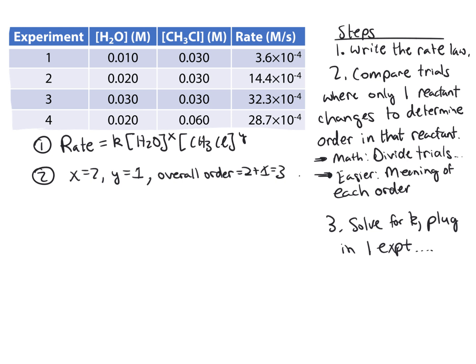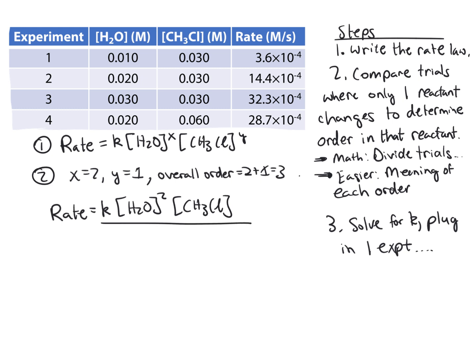Now, first step is solving. So I'm going to plug in my x and y: rate is equal to k times H2O squared times CH3Cl, because again, x was equal to 2, so that goes in, and y was equal to 1, so that's CH3Cl to the 1. Again, remember, anything to the first power is just itself, so we can safely drop that to the first power. Now we solve for k. We have a bunch of stuff on the right-hand side. We just need to move it all over to the left-hand side. So divide both sides by H2O squared to cancel that, and CH3Cl.